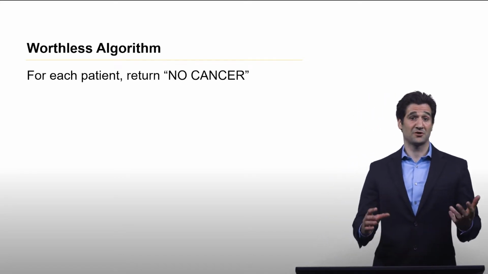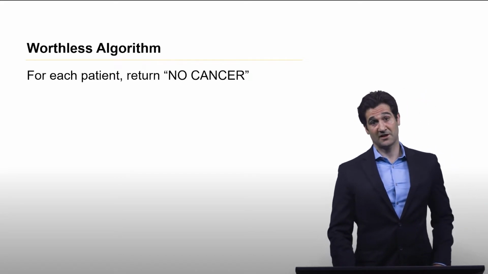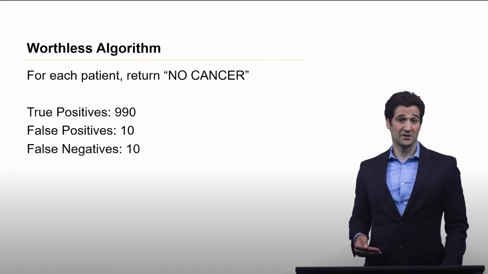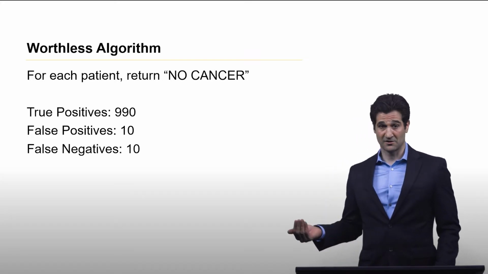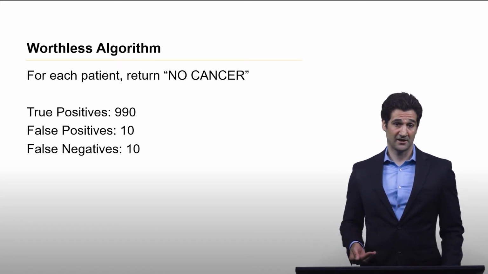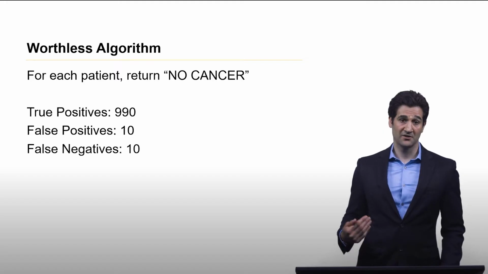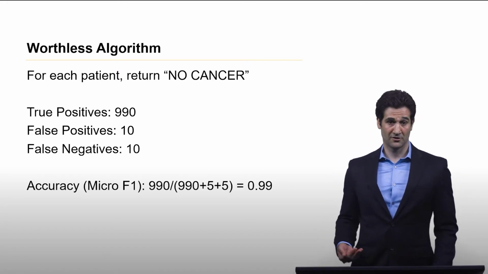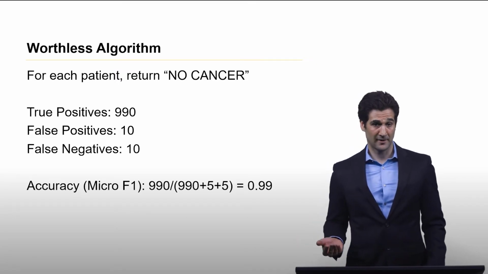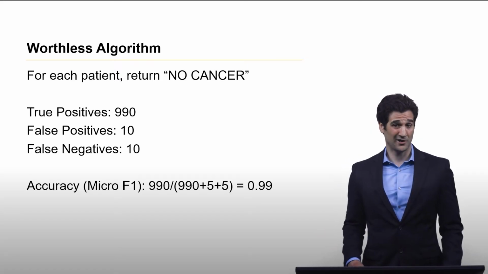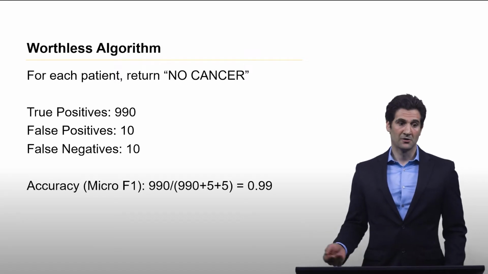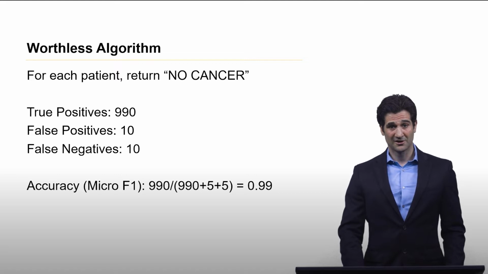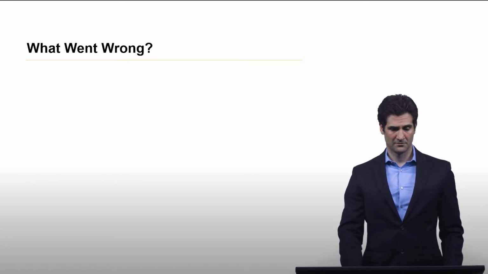For each patient, return no cancer. That's the algorithm. So let's evaluate it. The true positives are going to be 990 because it's going to get it right on everyone who does not have cancer. False positives and false negatives will each be 10. And if you recall from an earlier lecture how to calculate the accuracy or the micro F1, this gives you a value of 0.99. So there we go. We got a 99% accuracy. But clearly, this is not very helpful.